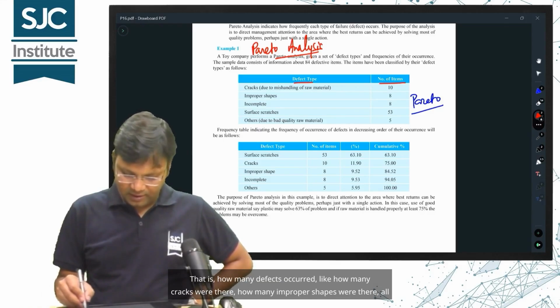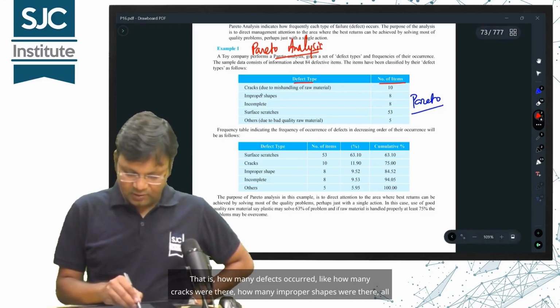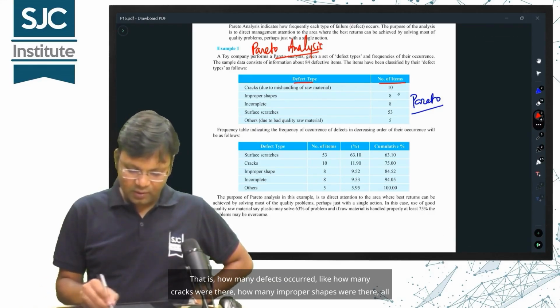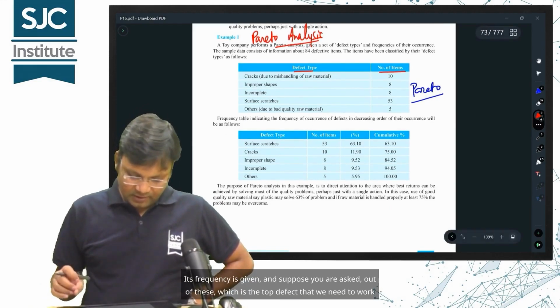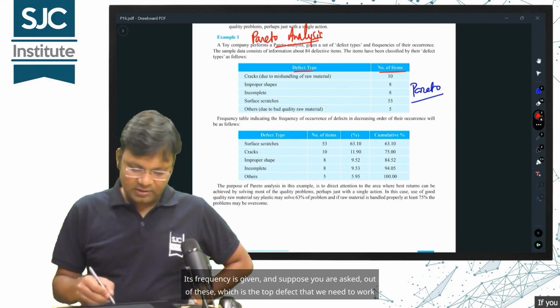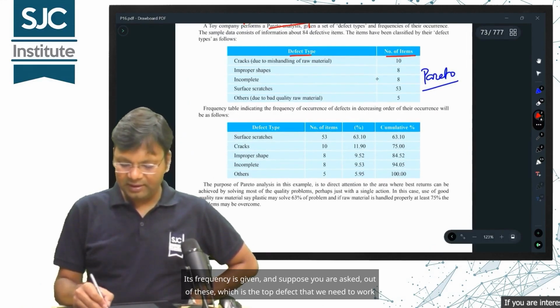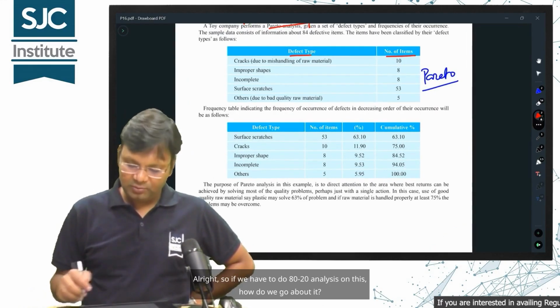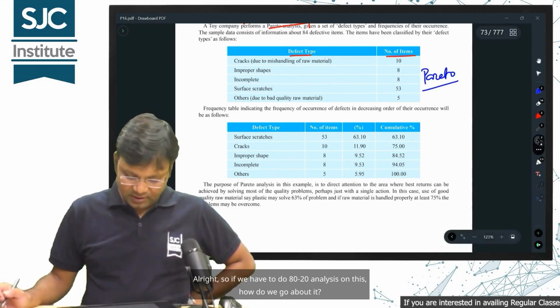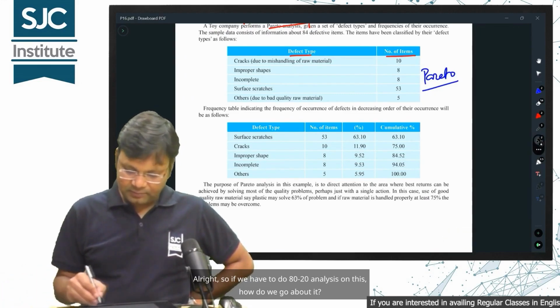That is, how many defects occurred, like how many cracks were there, how many improper shapes were there, all that is given. Its frequency is given, and suppose you are asked, out of these, which is the top defect that we need to work on? Alright, so if we have to do 80-20 analysis on this, how do we go about it?